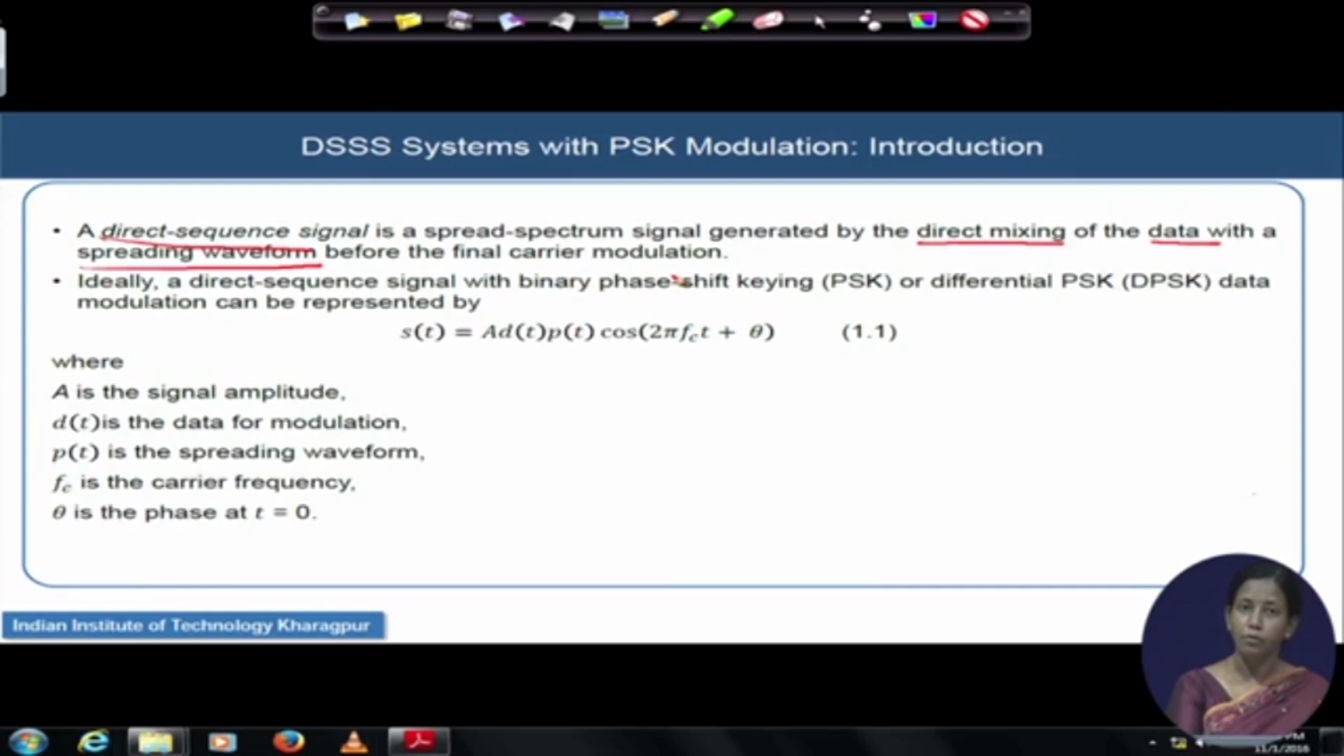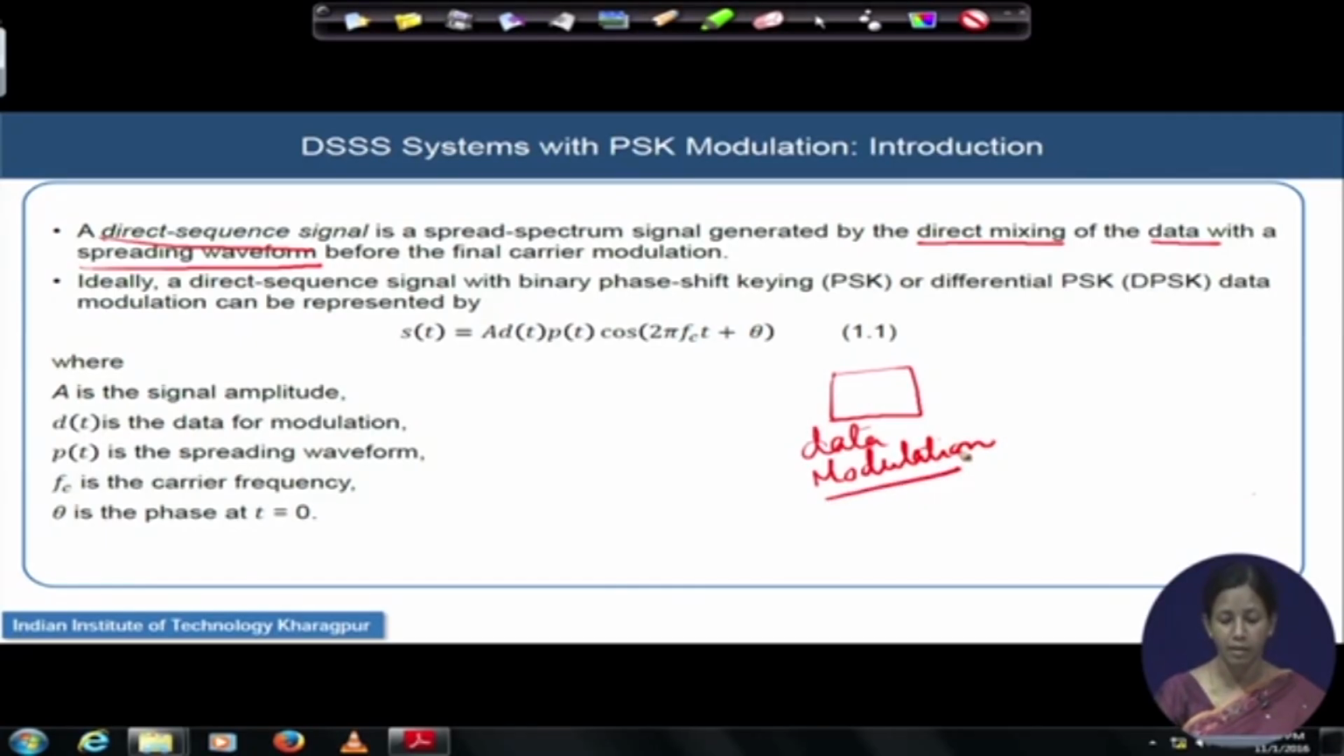Before the final carrier modulation, we utilize this direct mixing of the data with the spreading waveform. As I have already discussed, in the baseband processing of the transmitter, we have three different stages of modulation. The first stage is the data modulation, where the raw data is modulated, and the famous digital modulation techniques we utilize here are BPSK, QPSK or quadrature amplitude modulation, QAM.